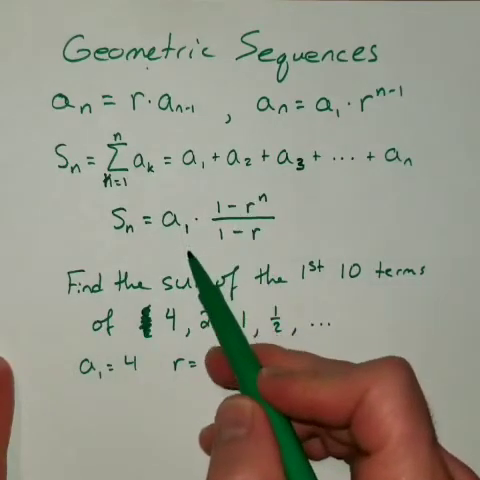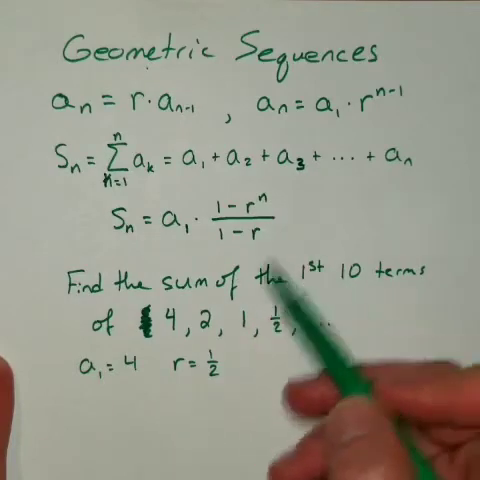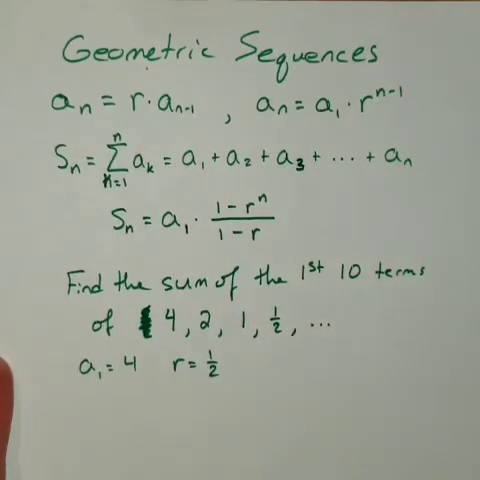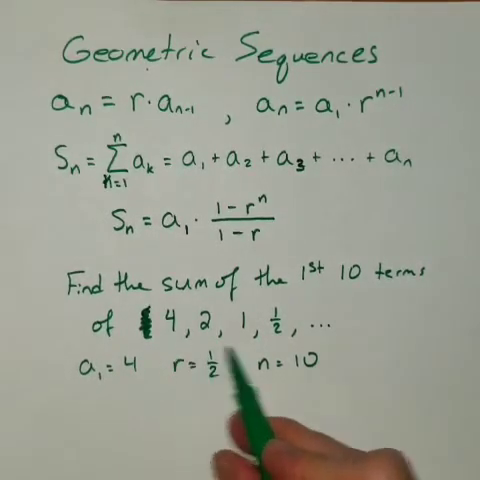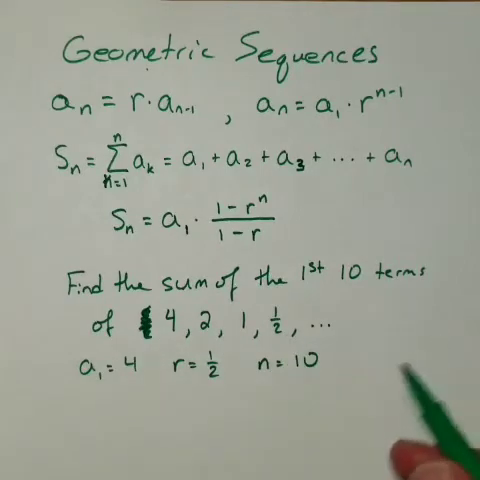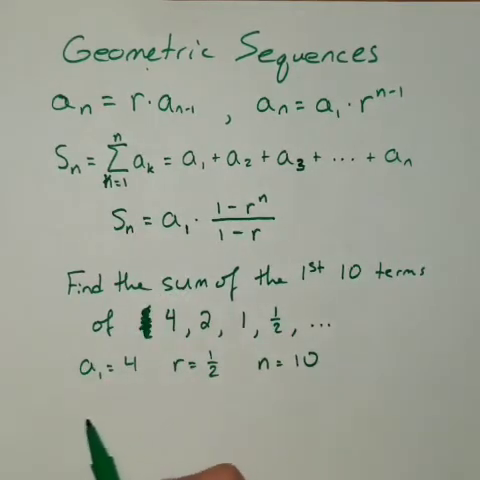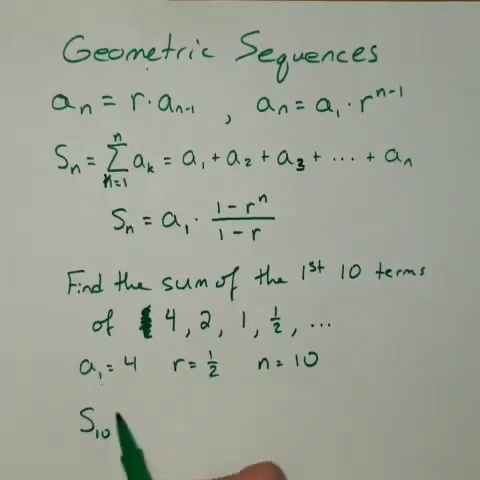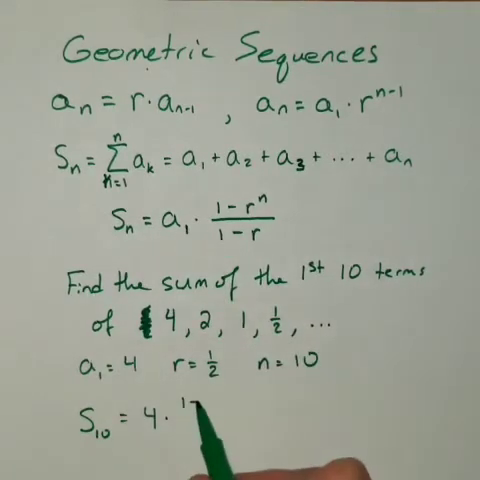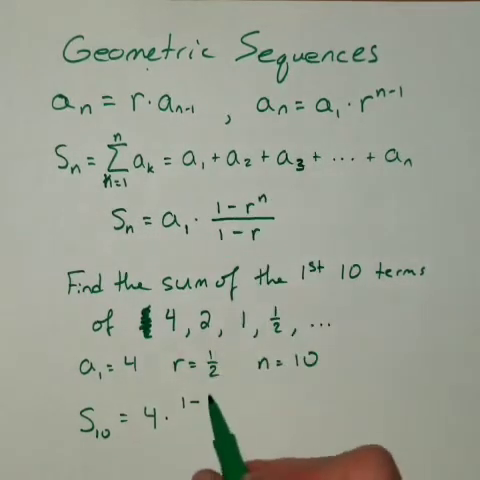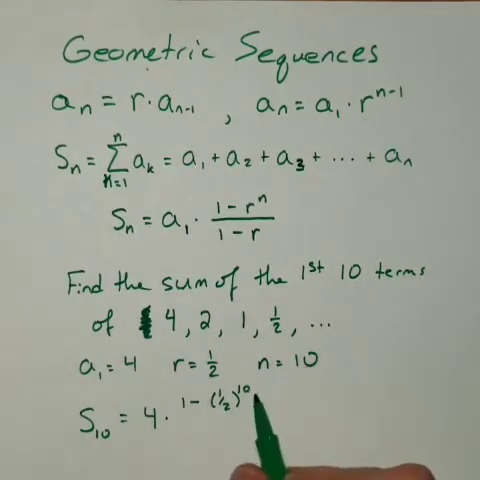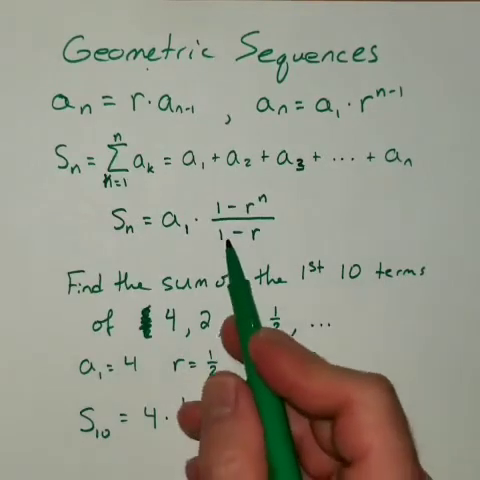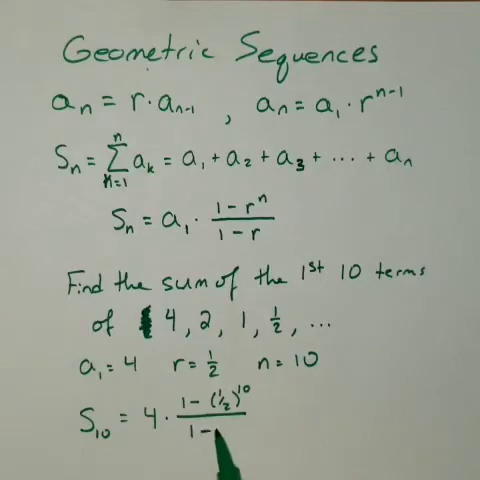The other thing we need is n. Well, we know what n is, it's the 10th one, so n equals 10. If I wanted to find the sum of the 10 terms, I don't need to write out all 10 terms or add them together. If I follow this formula, s sub 10 is equal to a sub 1, which is 4, multiplied by 1 minus r to the n. Well, r is 1/2, n is 10, so it's 1/2 to the 10th power, divided by 1 minus r, which is 1/2.